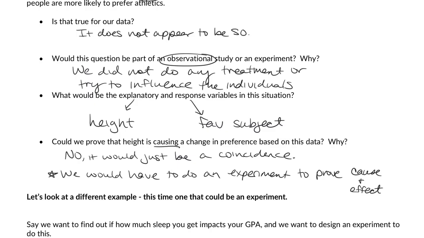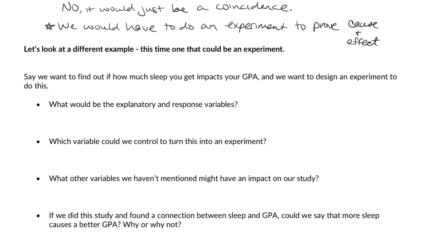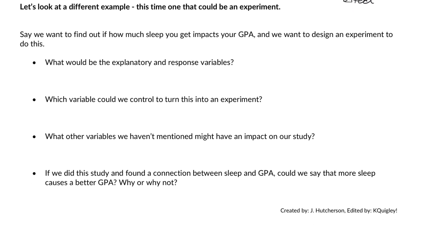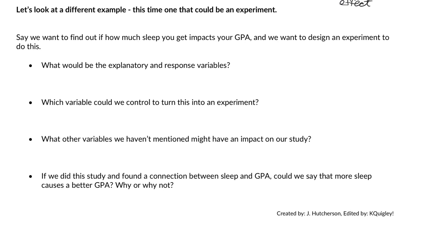But what would it look like to make one of these actual experiments? Let's say we wanted to find out if how much sleep you get impacts your GPA. And we want to design an experiment to do this. What would be the explanatory and the response variables for this question? Which one is which, though? Very good. So the explanatory variable is amount of sleep, because we want to see if that has any effect on your GPA.